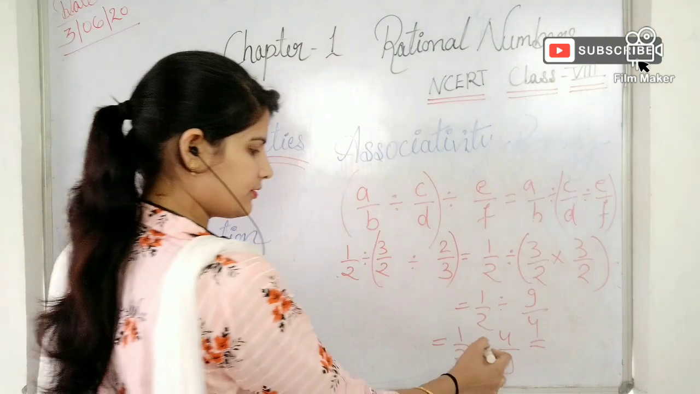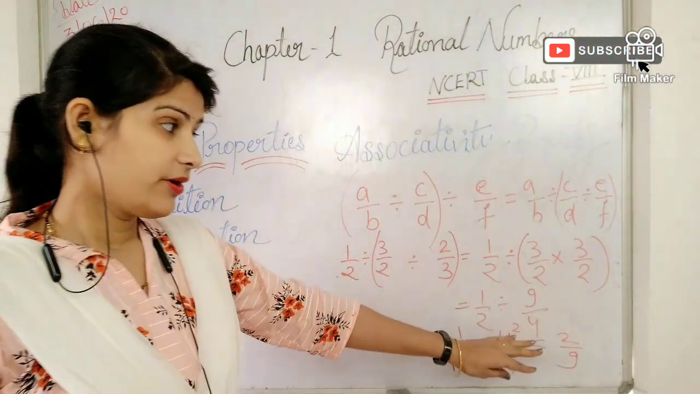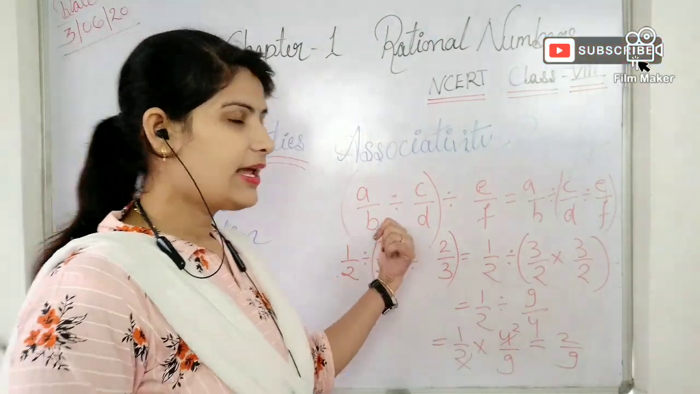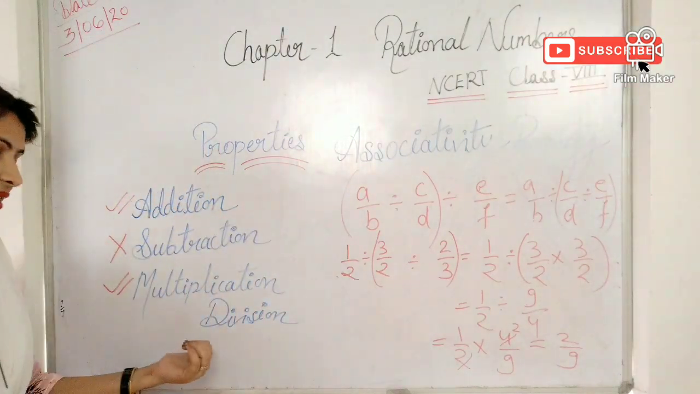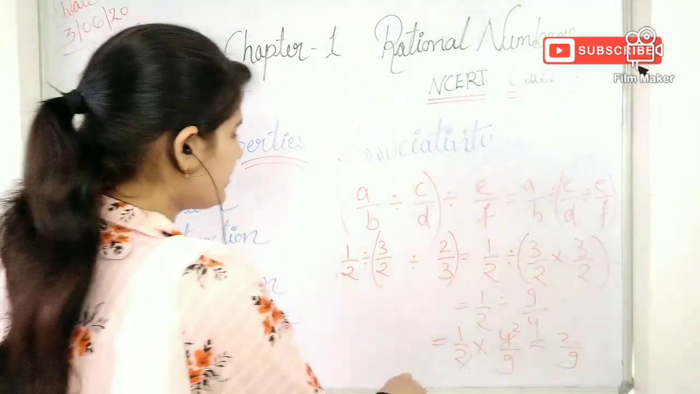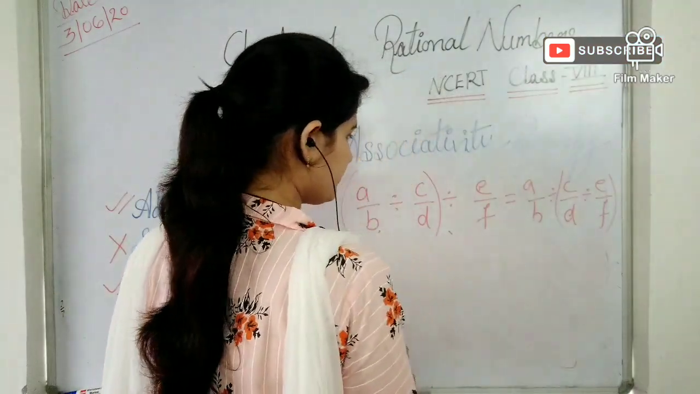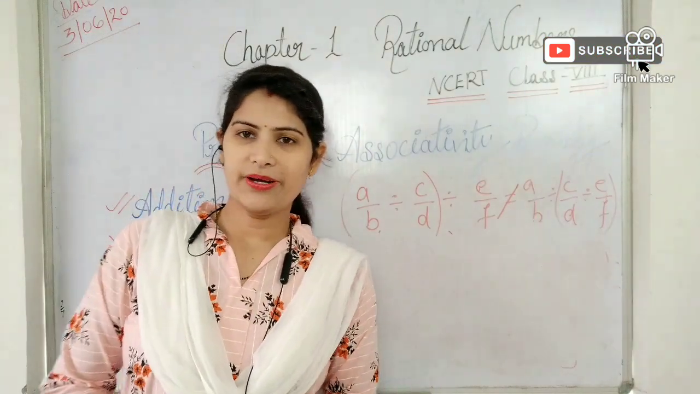What is the answer? 2 1 2 2 by 9. So before you start, that answer is totally different. That means left hand side is not equal to right hand side. That means division is not associative, right? So these are not equal. Okay, so let's take another property.